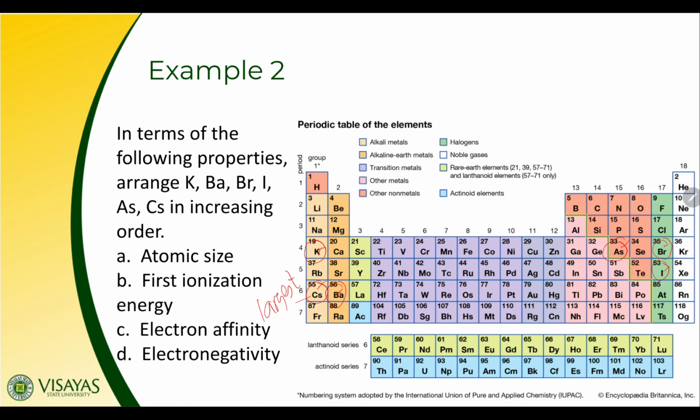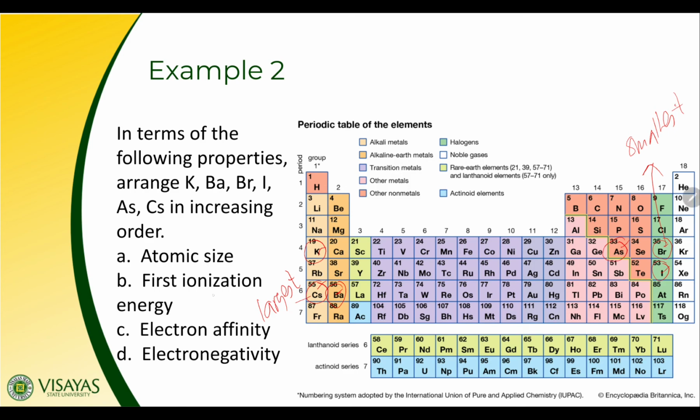The one with the smallest size should be on the top and on the right. So we expect bromine to be the one with the smallest size when we base on the general trend. Again, the one we are referring to here are the general trends in these different properties.